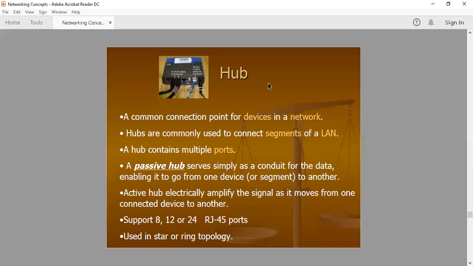And one more thing, when you are connecting system to system, you need to do straight cabling, straight crimping. And when you are connecting two systems to a hub also, you need to do straight crimping. When it comes to a switch, if there are two systems you are connecting to a switch, then you need to do cross cabling. And a hub has 8, 12 and 24 ports. When it comes to a switch, it will have an 8 port switch, 12 port, 24, 48, 64 and more than that also.